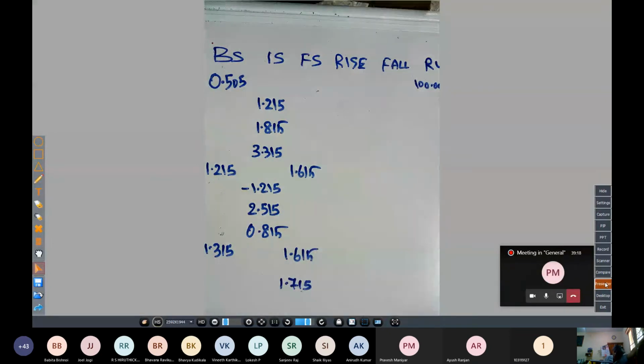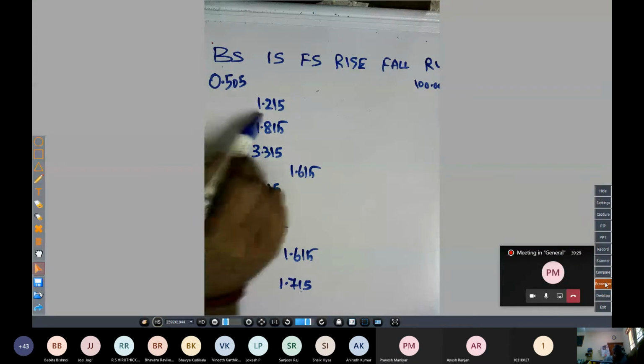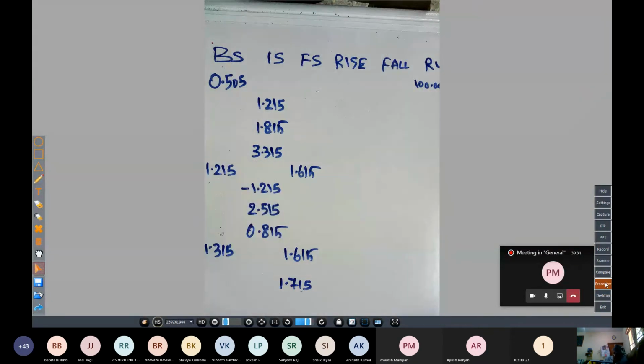Now, the same problem we are doing in a different way. It's called the rise and the fall method. When you compare 0.505 and 1.215, we get a rise or a fall. When the reading rises, it is a fall. When a reading decreases, it is a rise. You get the point? Right.